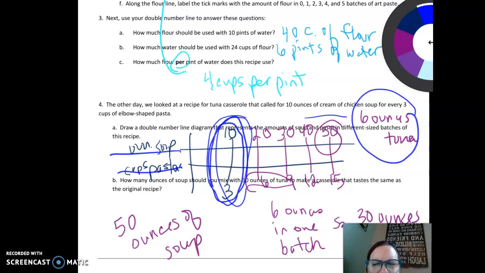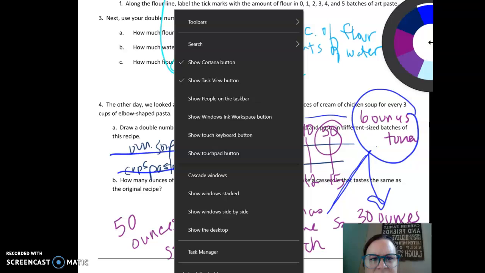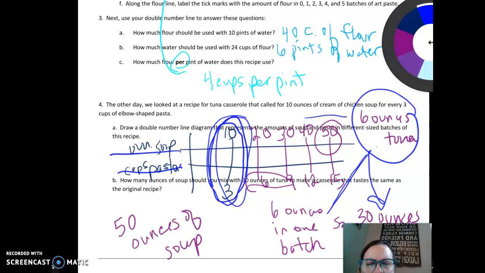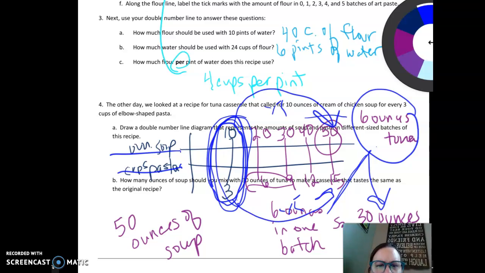And so my question is, if we use 30 ounces of tuna, how much soup do we use? Well, there's 6 ounces of tuna in one batch. So 30 ounces would be 5 batches, right? And so I'm going to need to go up to 5 batches from this one batch. So if one batch is 10 to 3, then I'm going to multiply that by 5. 10 times 5 is 50, and 3 times 5 is 15. And there I have my amount. I need 50 ounces of soup.